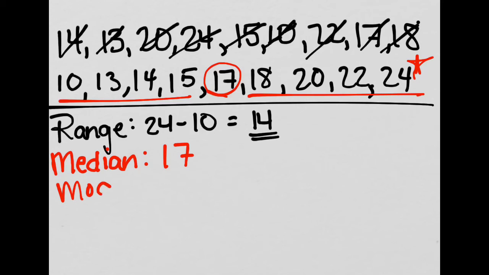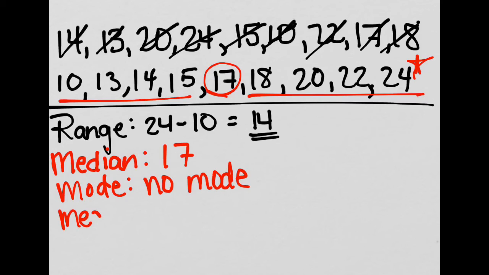My mode, again, is the number that occurs the most. And it looks like all of these numbers only occur once. So it's okay to not have a mode. Now, if some of these numbers occurred more than once and they all occurred the same number of times, let's say I had two 10s and two 13s, I can have two modes, but it's always going to be the one that occurs the most.